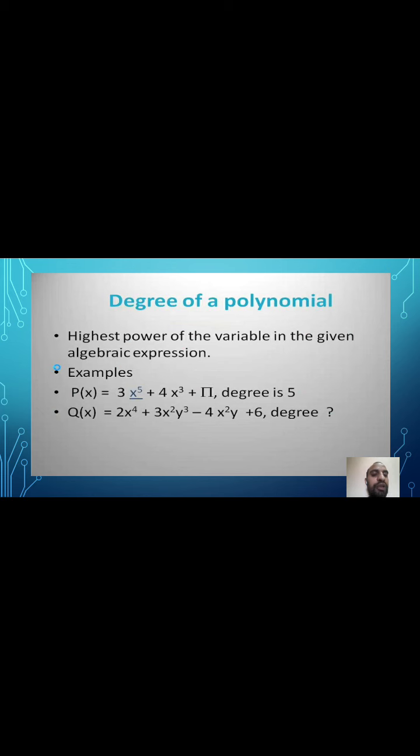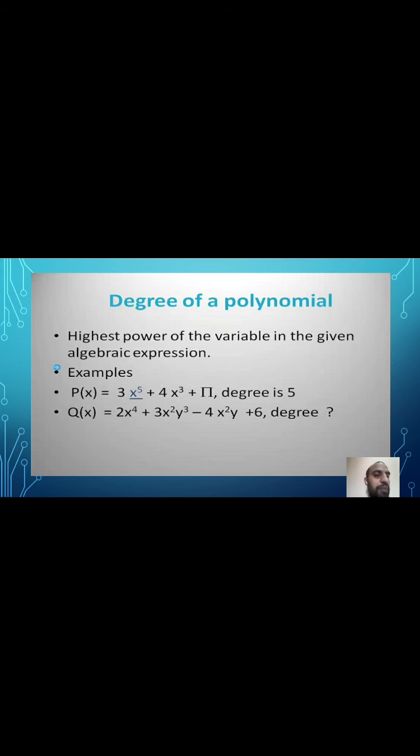Then secondly, you can see in the second case 2x raised to power 4 plus 3x raised to power 2 and y raised to power 3 minus 4x raised to power 2 y raised to power 1 plus 6. In such cases where you have two variables, you need to add the powers of the variables. So in the second case you will get 3x raised to power 2 y raised to power 3. Add the power of x and y, it will become 2 plus 3, 5. So the maximum degree here is 5.